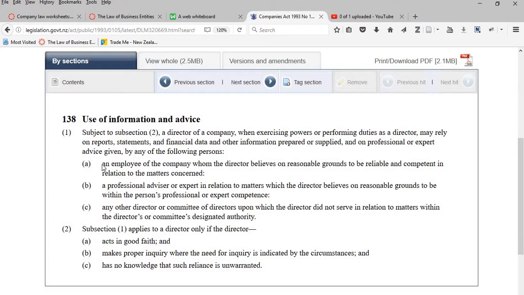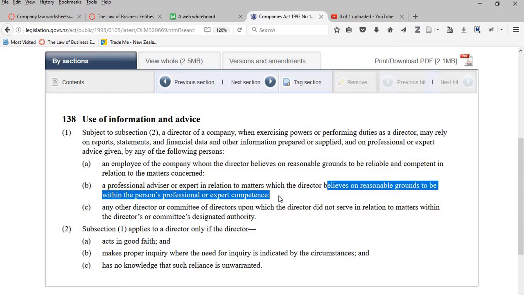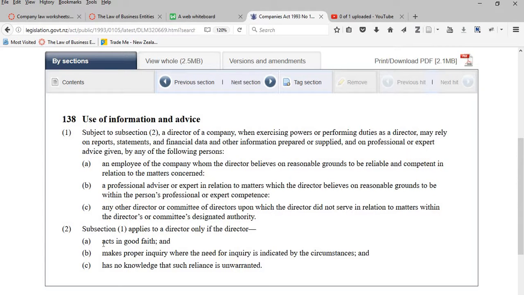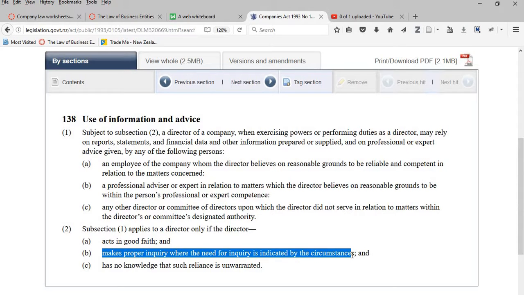So we can rely on employees. We can rely on professional advisors. The qualification is we must believe on reasonable grounds they're reliable and competent, and in the second one, to be within the person's professional or expert competence. So you've got to make proper inquiry. And down here it states that the directors get this defence if they act in good faith, so it's honest, and they make the proper inquiry where it's indicated by the circumstances.